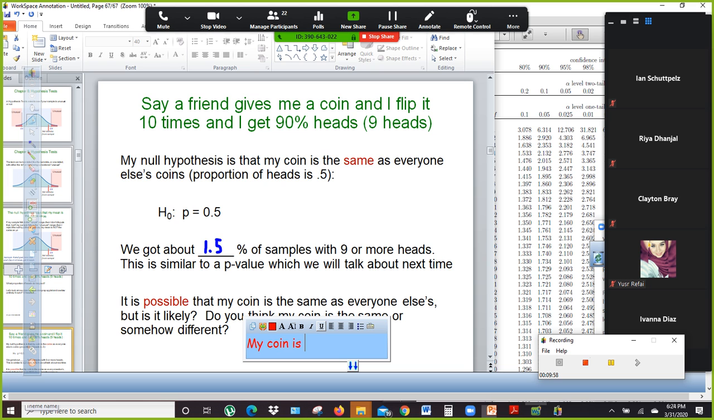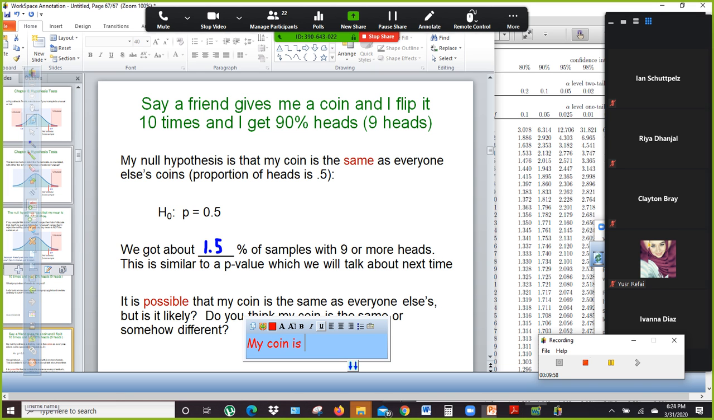So, okay. If I got 9 out of 10 heads when I flip it, I got 90% heads. What percent of heads do I expect to get? 50%. I got 90%. This is unusual. So how likely is it to get 90%? It doesn't happen very often that you get 9 out of 10 heads.